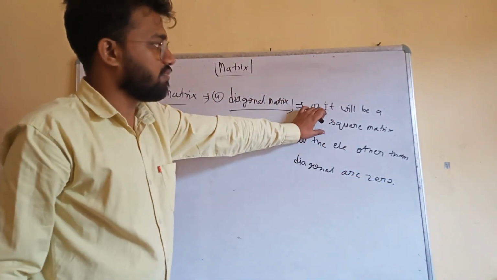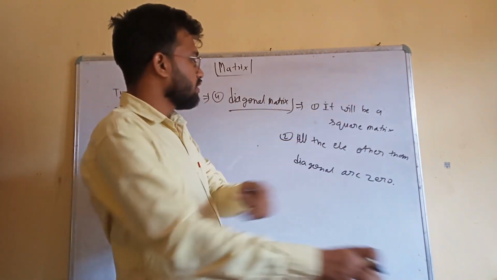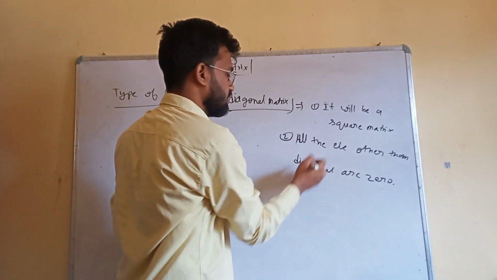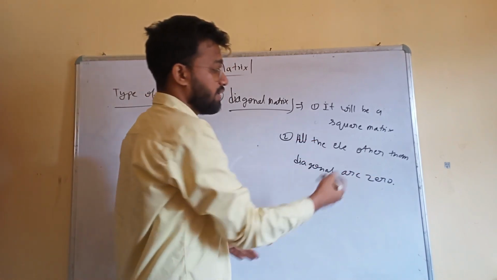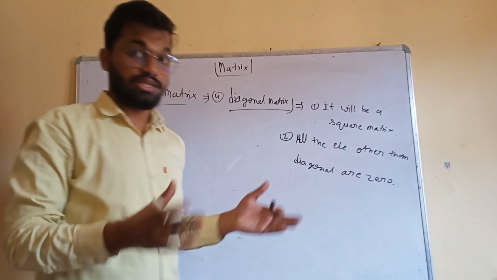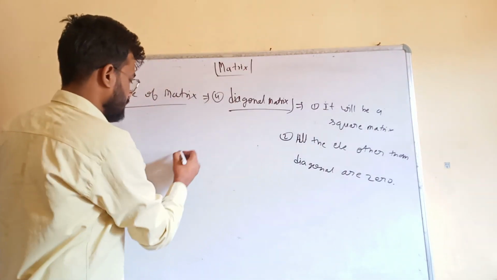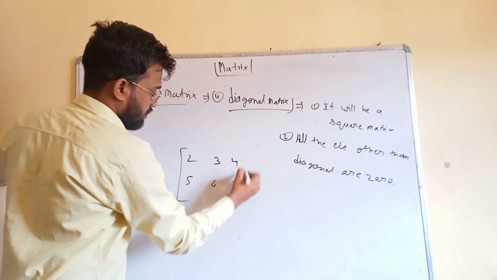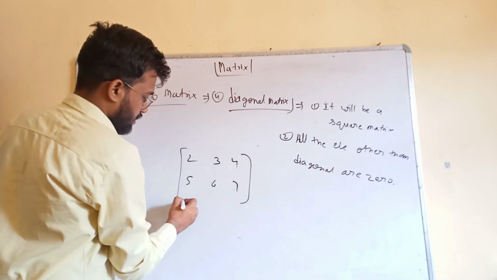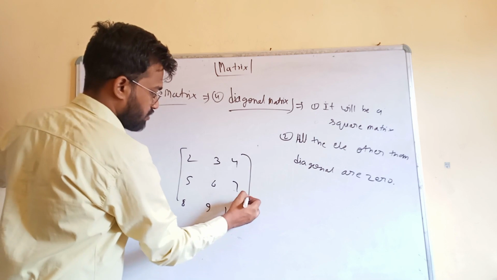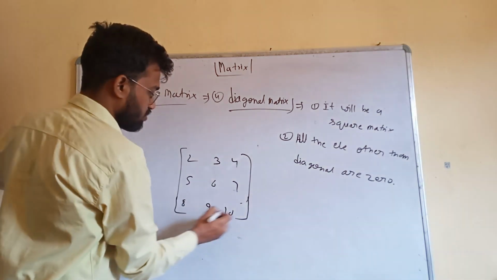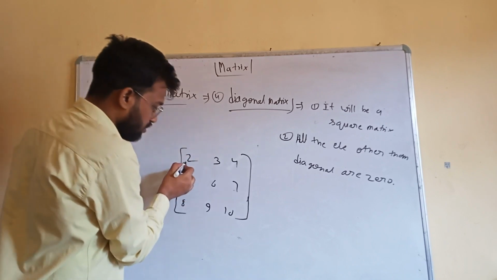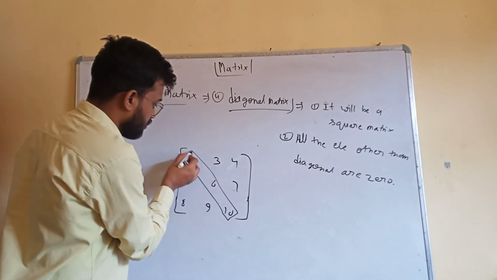So what is the meaning of this? We already learned what a square matrix is. Now we are going to see the meaning of diagonal and the meaning of all the elements other than diagonal. So what is the diagonal? Let's understand first. Suppose this is a matrix: 5, 6, 7, 8, 9, 10. See, here I made a square matrix because we are talking about a square matrix only here. So what is the diagonal? These elements, see, this is the diagonal.